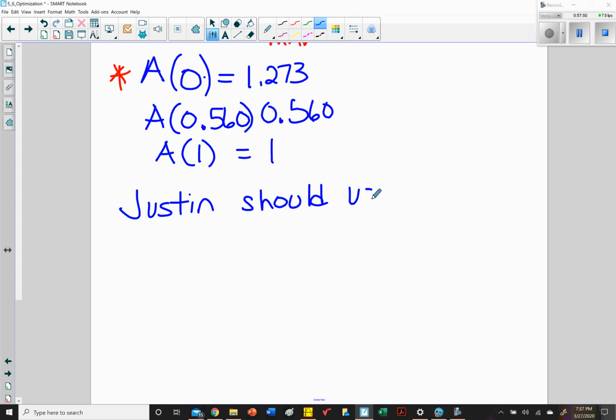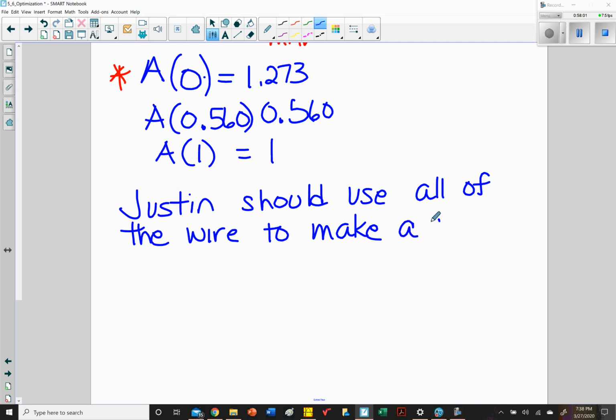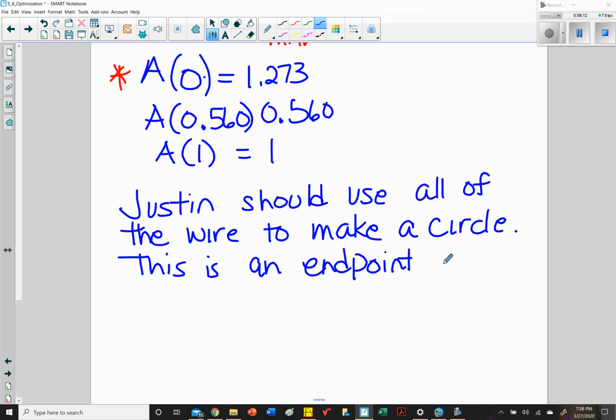Justin should use all of the wire to make a circle. This is an endpoint maximum. Don't make a square, just make a circle. We're finished with chapter 5.